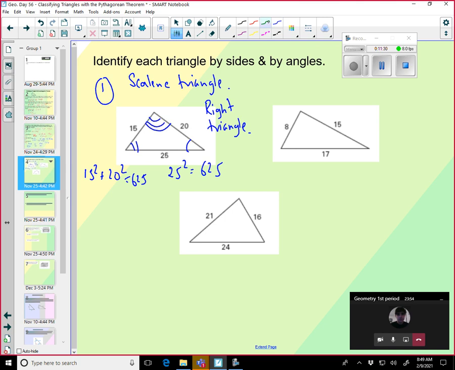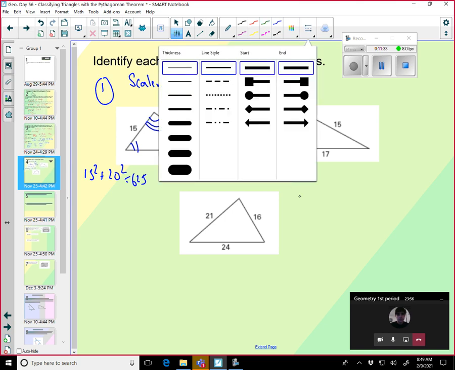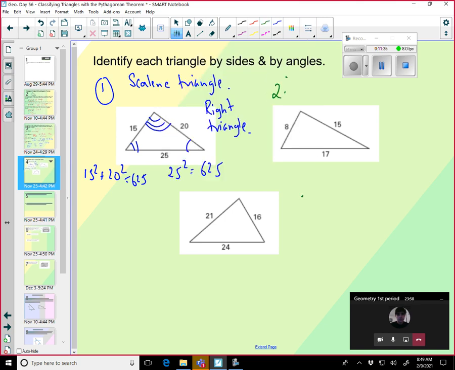All of you try the second and third. Okay, try the second and third. I'll give you like a minute, then we will take a look at the answer. On this one, once again, all the three sides are of different lengths, so it's scalene.